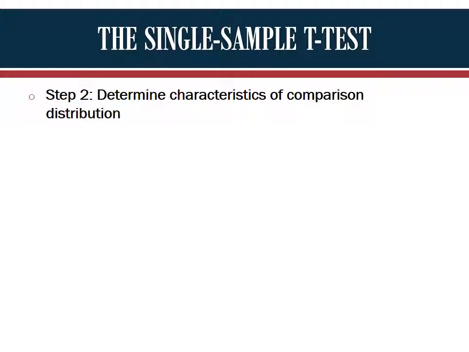Step 2 is where we start to see some differences. Step 2 is where we're determining the characteristics of the comparison distribution. This step 2 for the t-test is the same idea as the z-test, but it requires some different stuff. So it requires different procedures, different things that go into this, and we'll talk about exactly what that is.